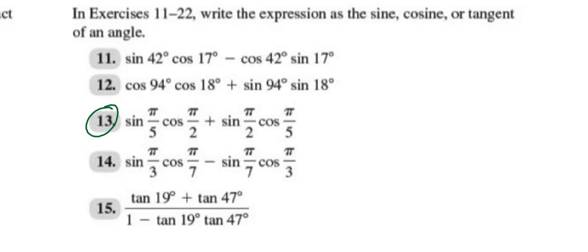So 13. Did you leave it in radians or just change it to degrees? Okay. So what's pi over 5 radians in degrees? Since you did that. What did you get?